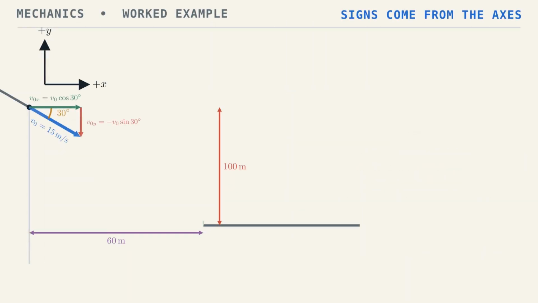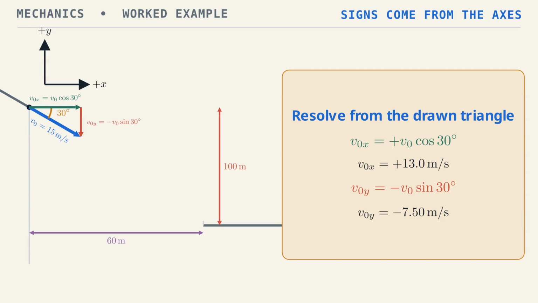Set the launch point as the origin. Let positive x point to the right and positive y point upward. Resolve the initial velocity using the triangle actually drawn. The horizontal component is positive v0 times the cosine of 30 degrees, about 13.0 meters per second. The vertical component points downward, so it is negative v0 times the sine of 30 degrees, or negative 7.50 meters per second. The drawn triangle determines sine and cosine. The coordinate axes determine the signs.